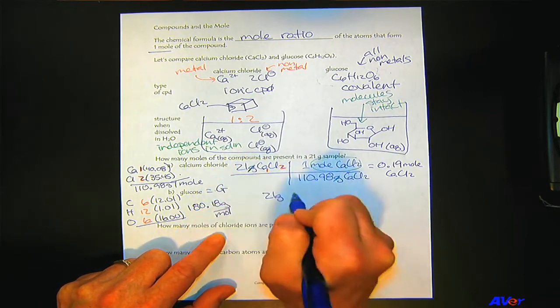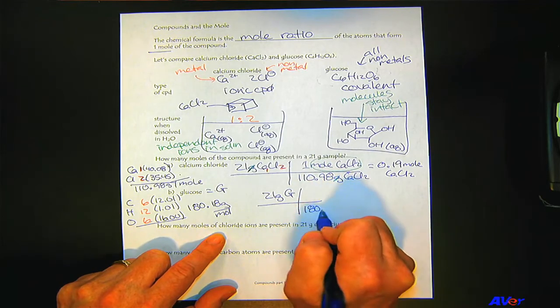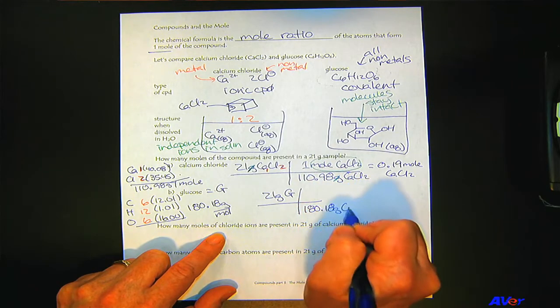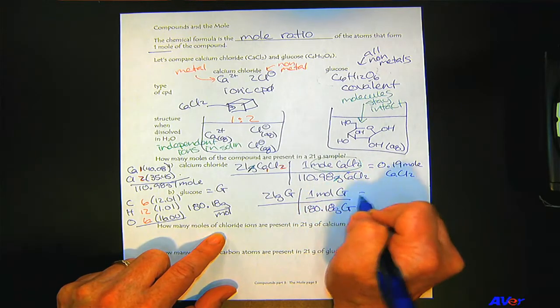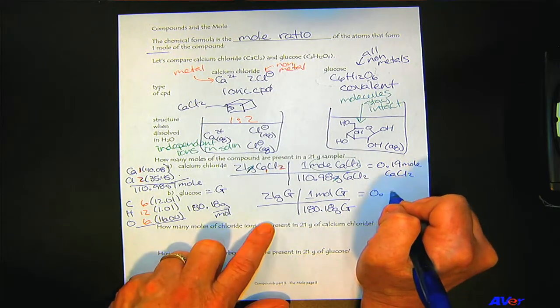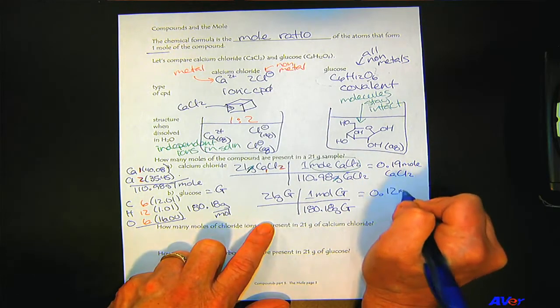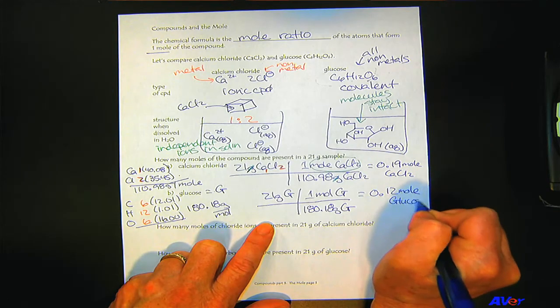Now that we have the molar mass, we can say if we have 21 grams of glucose, we'll just give that a big G, right? So it takes 180 grams of glucose to make 1 mole of glucose. So we can see here that 21 grams is only going to be 0.12 moles of glucose.